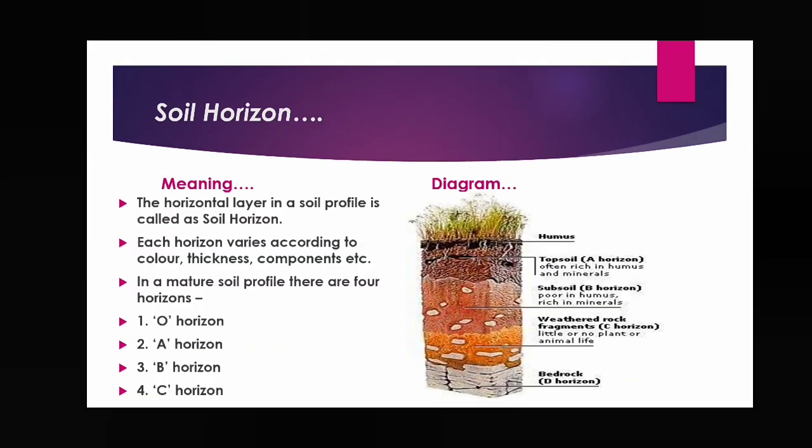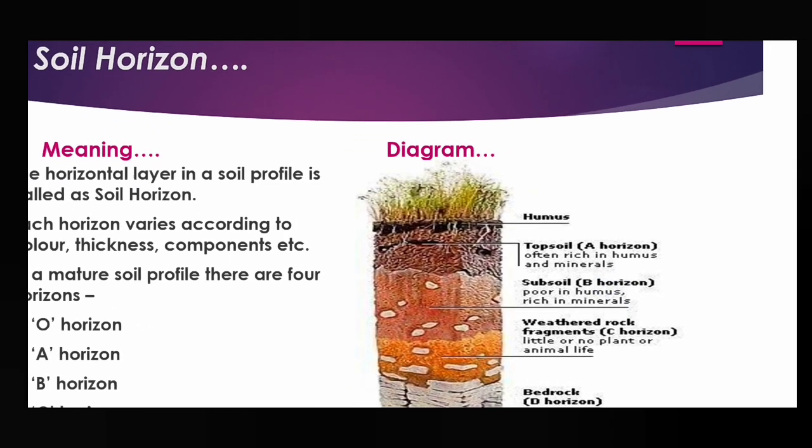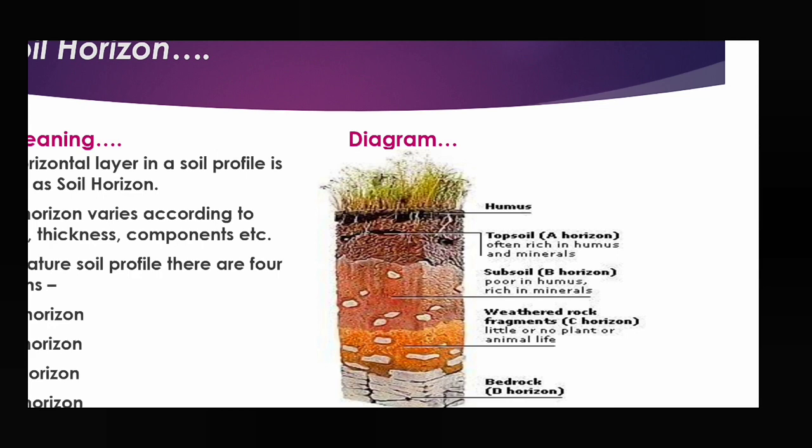Now come to the next, soil horizon. We already discussed that horizon means horizontal layers, and in a mature soil there are 4 horizons present, and each horizon differs from the other. Some horizon's color is very dark, someone's color is light, someone's thickness is more, someone's thickness is less, etc. That type of variation is present, color is different, components are also different, but there are 4 horizons present: O horizon, A horizon, B and C horizon, and these are also called by different names: topsoil, subsoil, weathered rock.